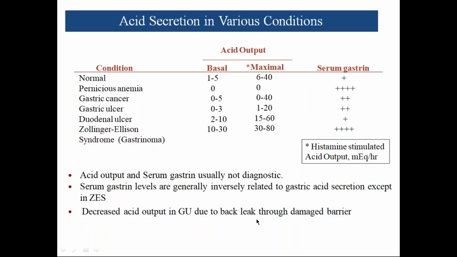So acid secretion in various conditions. Now this is just showing you a comparison. This is a tabular form. It is showing you acid output and serum gastrin are usually not diagnostic. Another thing which you can see here is that the serum gastrin levels are generally inversely related to gastric acid secretion, except in case of Zollinger-Ellison syndrome. Why? Because Zollinger-Ellison syndrome is a gastrinoma itself. Decreased acid output in gastric ulcer due to back leak through the damaged barrier.